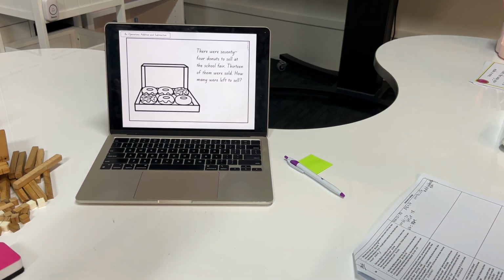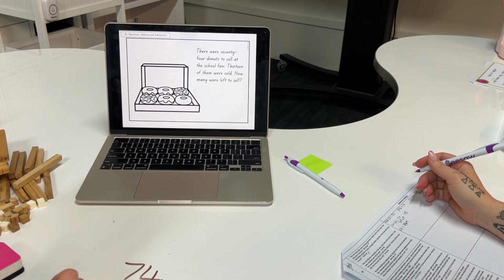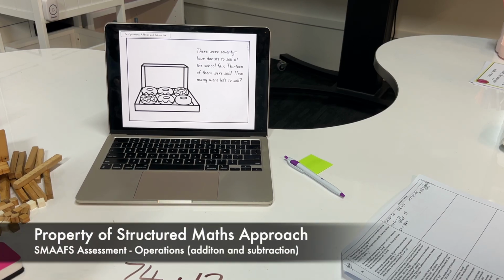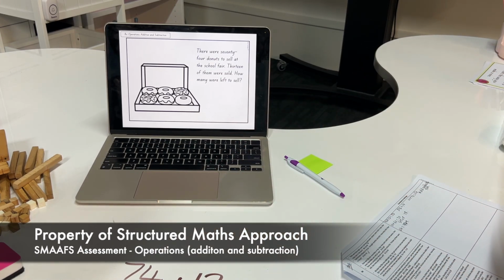There were 74 donuts to sell at the school fair. 74, that's a lot of donuts, that's quite nice. 13 of them were sold. How many were left to sell? So there were 74 donuts to sell at the school fair, 74, which is what you've got. 13 of them were sold. How many were left to sell?